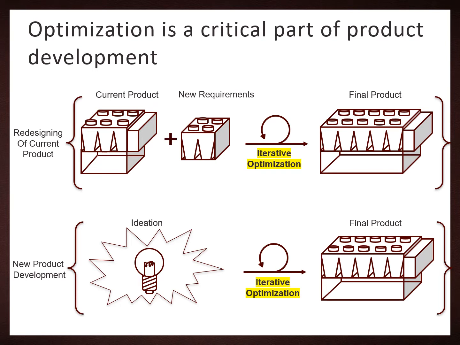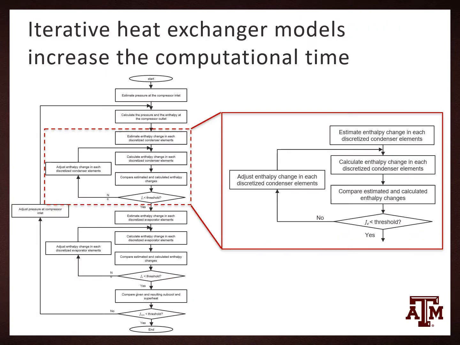Let's see what happens if iterative heat exchanger models are a part of this optimization process. Shown on the left is a flowchart showing the optimization process with iterative heat exchanger models nested inside of an iterative system model. The resulting nested iterations caused by the heat exchanger models cause a significant increase in computational time.